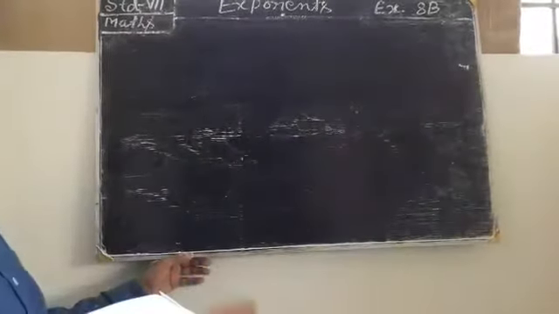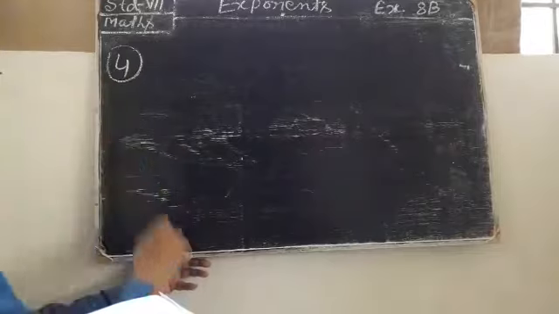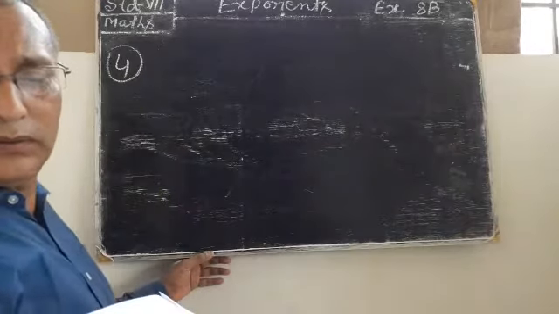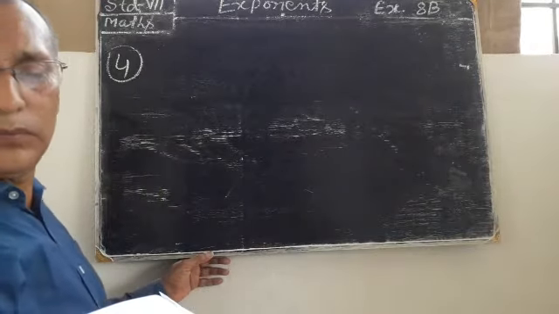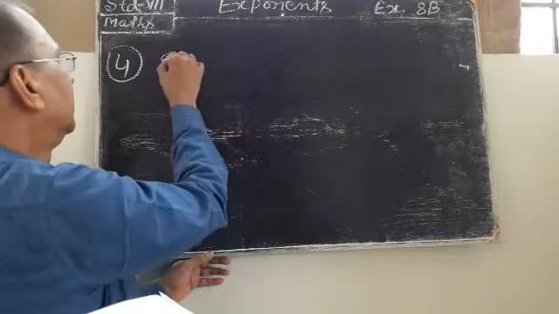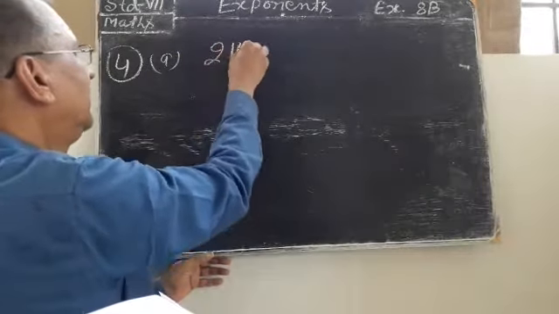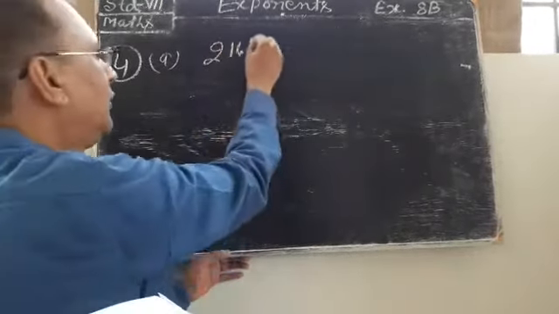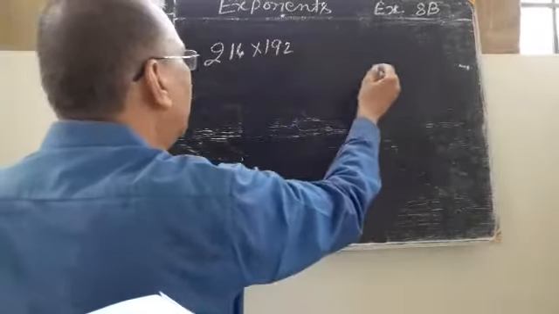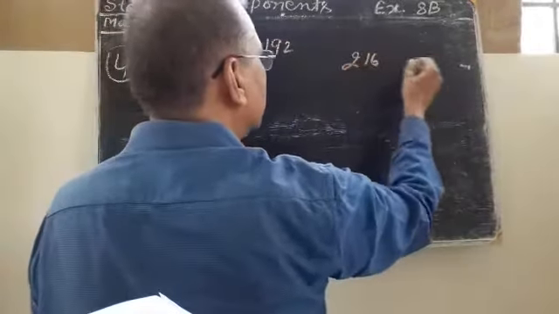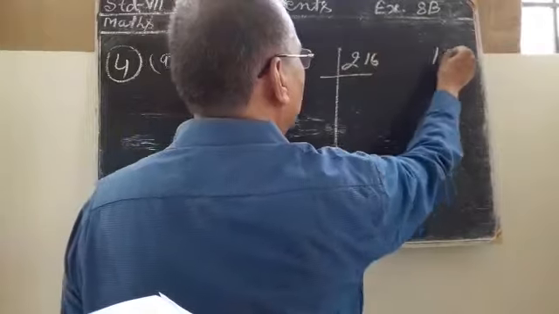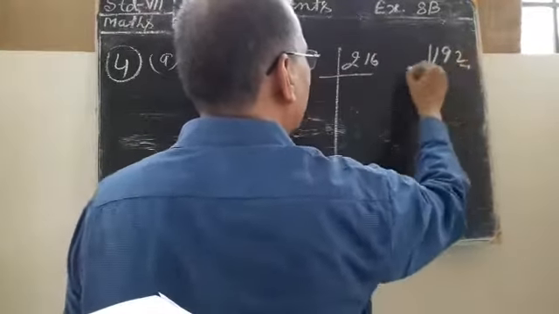The fourth one is express the following as a product of prime factors. 216 into 192. आप ये दोनों को 216 को और 192 का फैक्टर कर लेंगे.